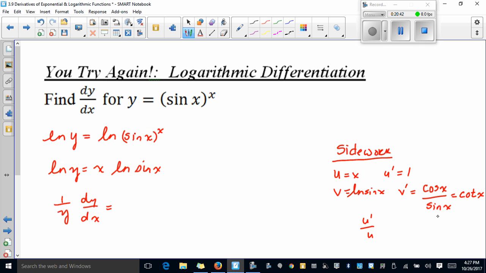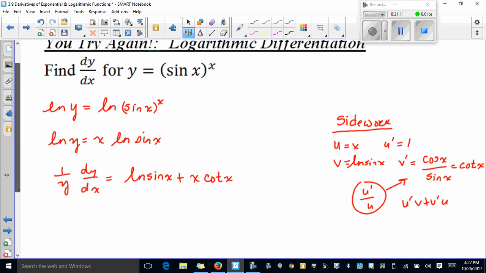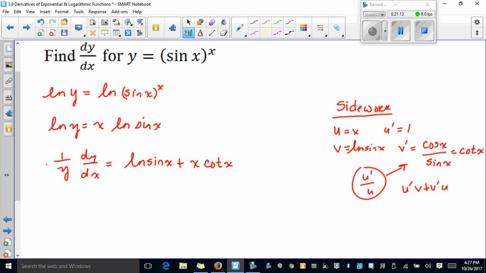And our normal derivative is u prime v plus v prime u. So this way I'm going to get just the natural log of sine plus, and I multiply this way, I get x cotangent of x. There's our step 3. Step 4, multiply both sides by y. Anyways, you're isolating your dy dx.